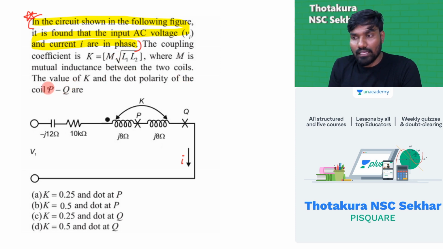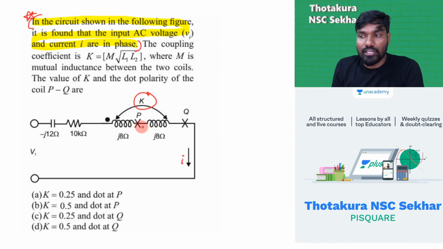The value of K and the dot polarity of P and Q are. Means what is the value of K, and where should the dot be? At P we should have the dot, or at Q we should have the dot? That's the question.